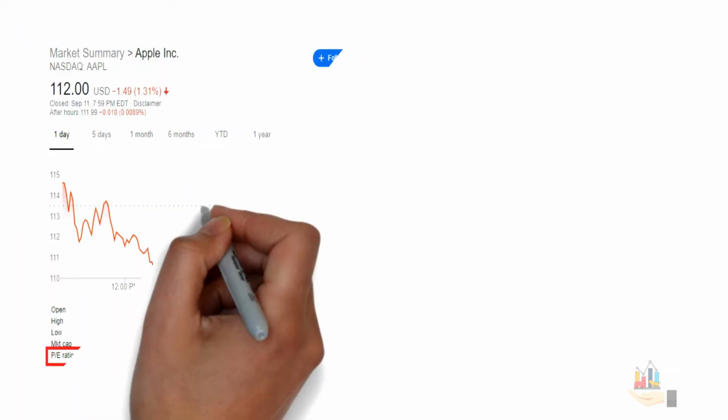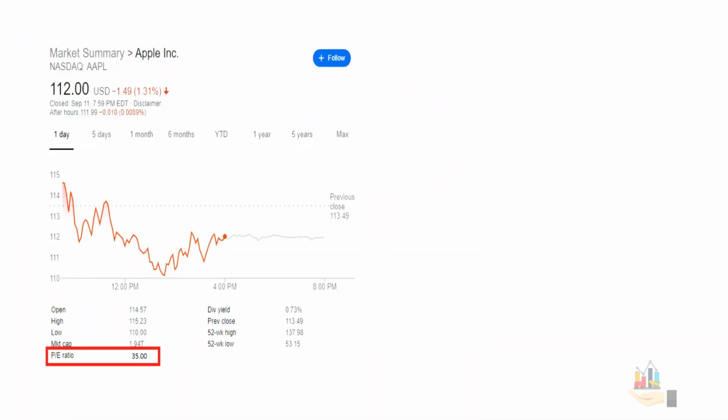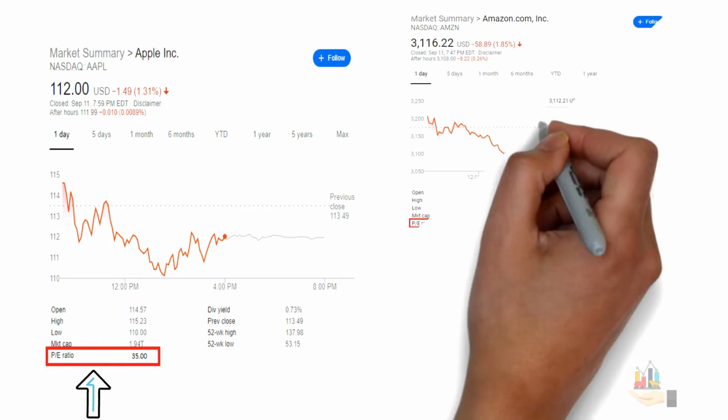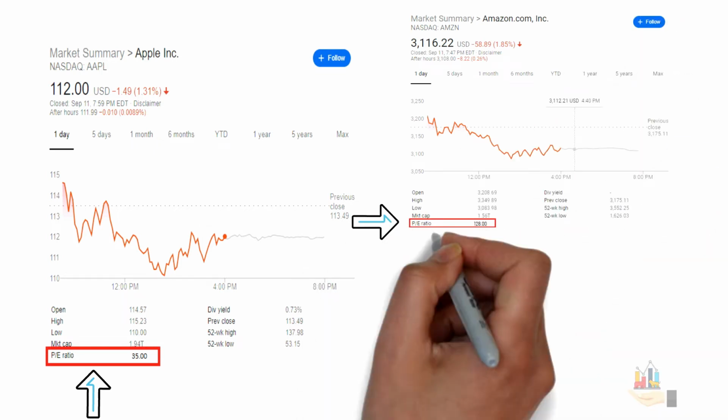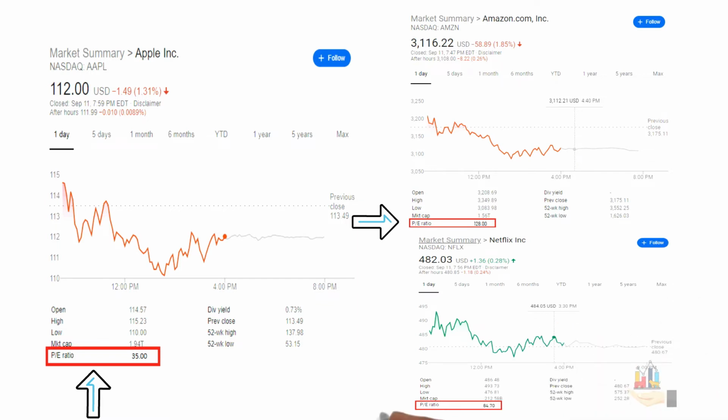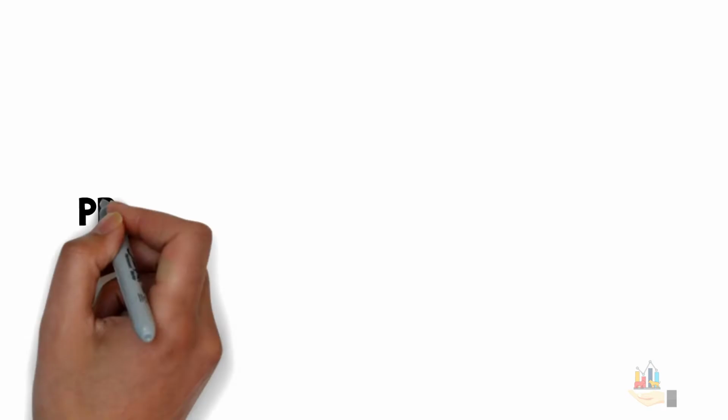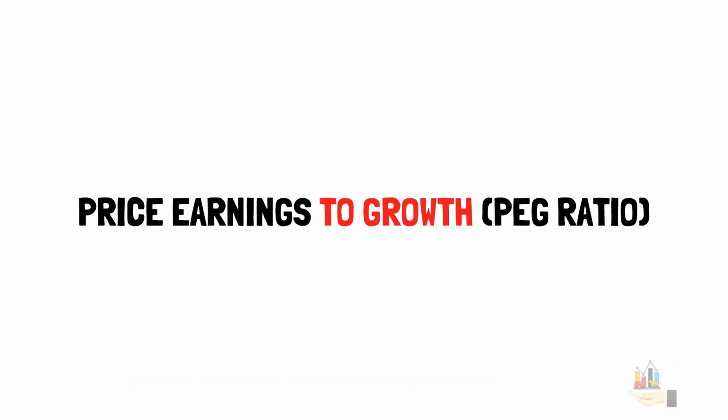Here are some examples of PE ratio. Apple, for every $35 that you invest, you will receive $1. Amazon, for every $128 that you invest, you will receive $1. And Netflix, for every $84.70 that you invest, you will receive $1. Remember, we want this number as low as possible. A low PE ratio will allow you to invest less and receive more.